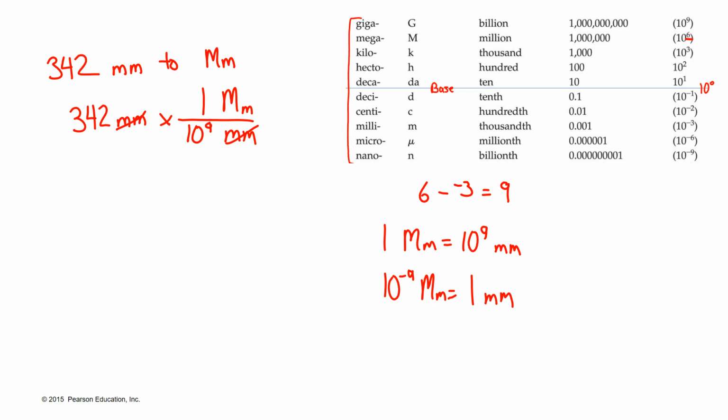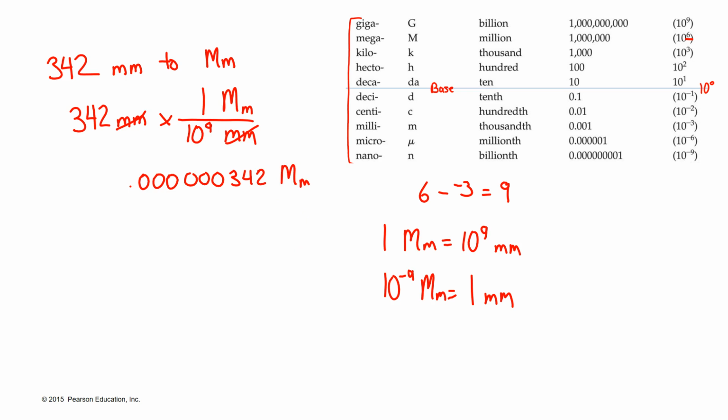I'm not worried about the answer just yet. I'm just trying to show you the process first. Let me get there. All right. So now I do 342 divided by 10 to the 9th. And that gives me 0.000000342 megameters.